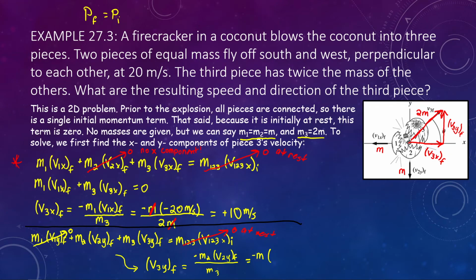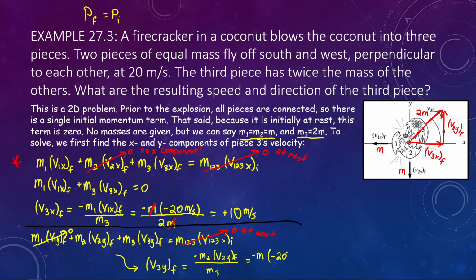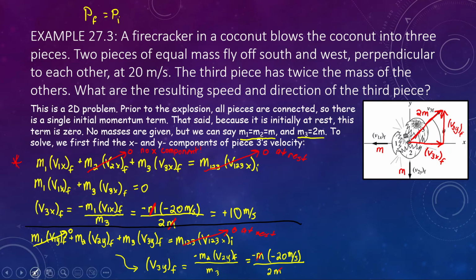So the velocity of object 2, in this case, in the y direction, is going down at 20 meters per second. So that is a negative value again, because remember, vertically, downward is the negative direction. So, negative 20 meters per second, all divided by the third mass, which was 2 times the original mass. Masses cancel out, leaving behind actually the same number, 20 divided by 2, or 10 meters per second.